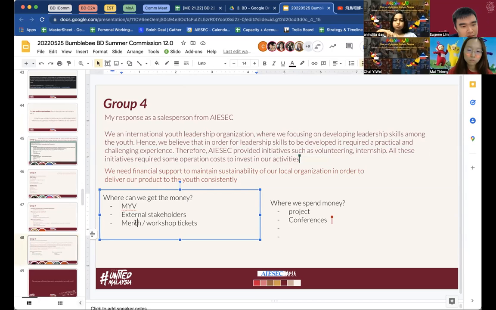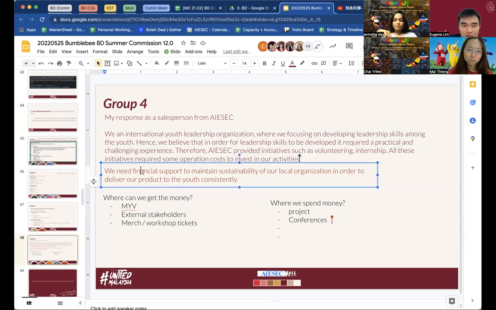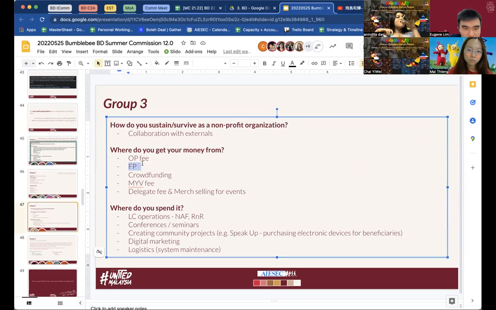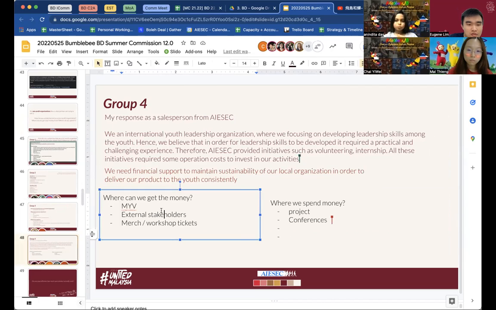And then also, I think you guys mentioned here, group 3, you mentioned a crowd FP. But just now I saw you guys didn't mention FP. I think here you can also mention it, because technically you are selling towards a potential FP, and since you're selling, that means you are getting money from this person. So you can directly let them know this is how you sustain also.